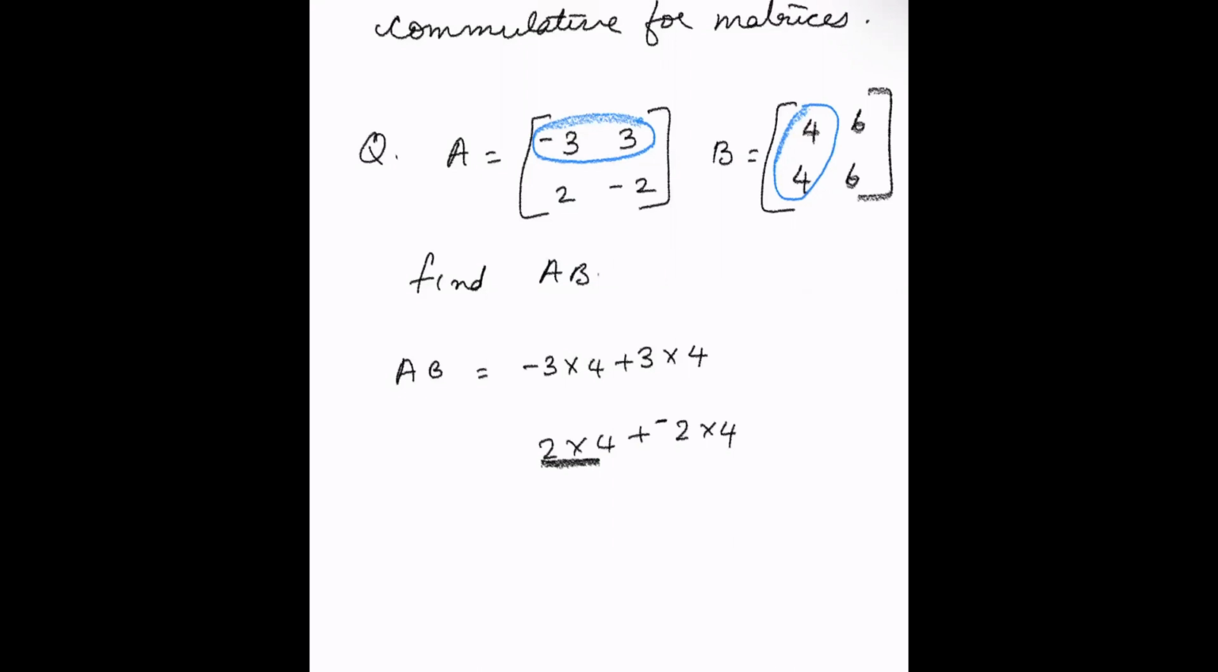Now what about the element on the top right? It will become negative 3 into 6 plus 3 into 6. And then the bottom one will be 2 into 6 plus minus 2 into 6. Yes, this is correct. Now just add up and get the answer.